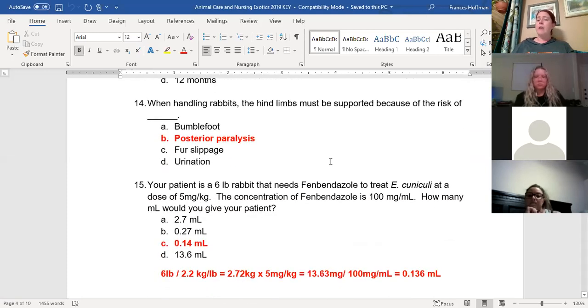14, when handling rabbits, the hind limbs must be supported because of the risk of posterior paralysis. Rabbits can kick so hard that they can break their backs. And so we are worried about them being able to harm themselves so much that they have to be euthanized.